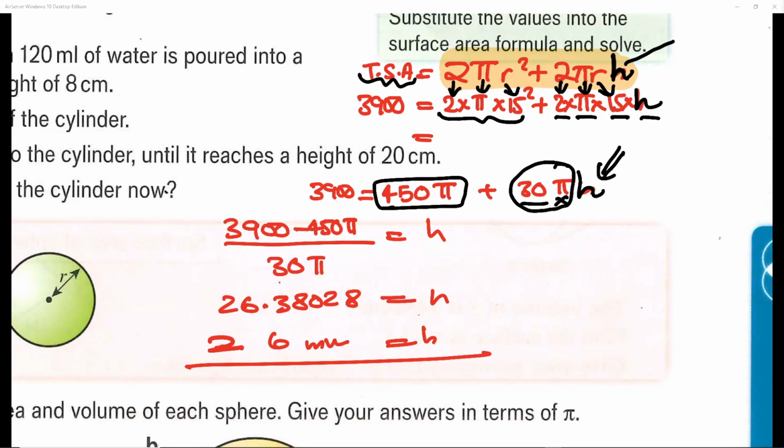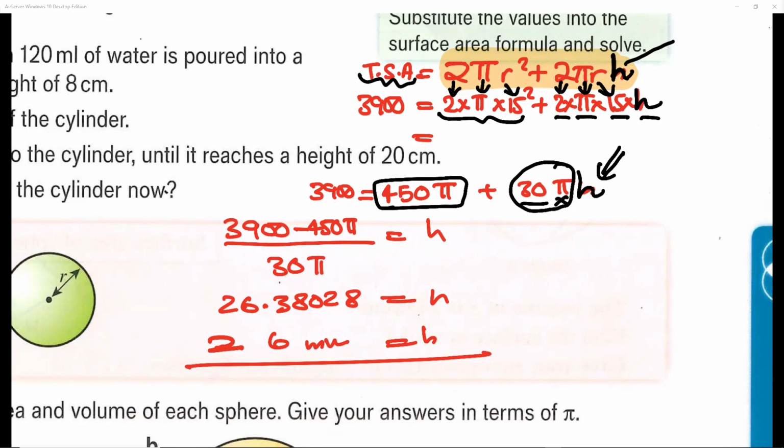You don't move the first action first. You move the last action first. The h has been timed by 30 pi first, then it's been added by 450 pi last. You move the 450 pi first. This is the basics of solving algebra, key stage 2 stuff.